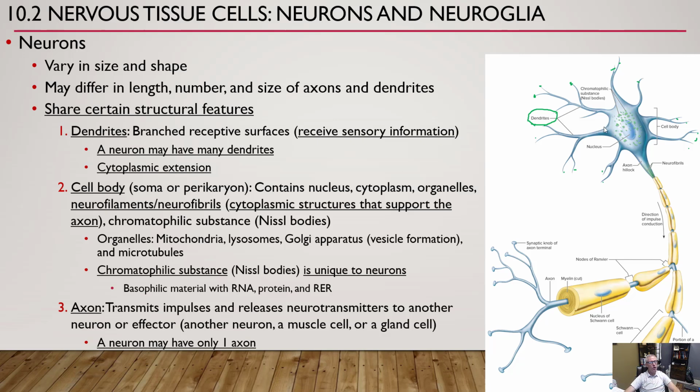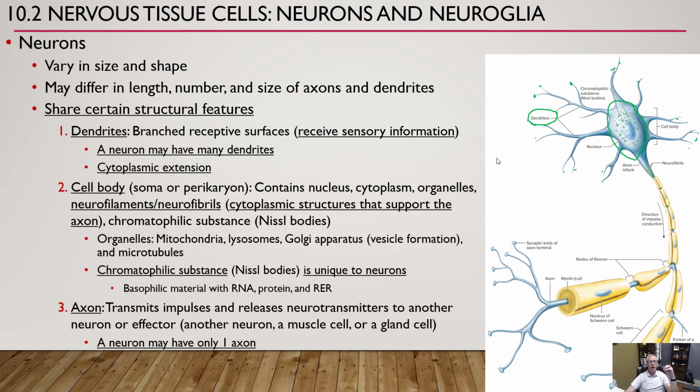Then we have what's called a cell body. And that's this thing right here, the cell body. Some older textbooks might call it a soma or a perikaryon. Rarely will you hear that. Inside this cell body, you'll see the nucleus, the cytoplasm, and various organelles.